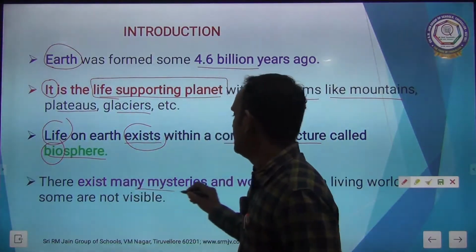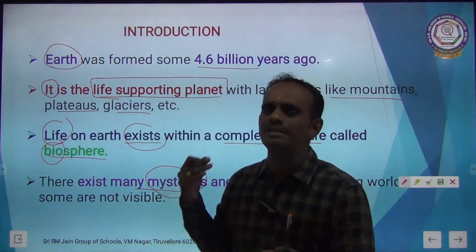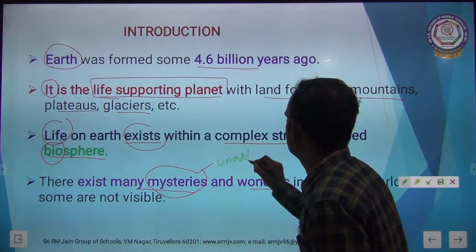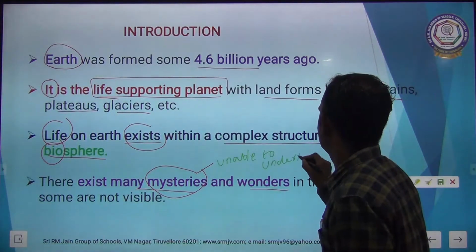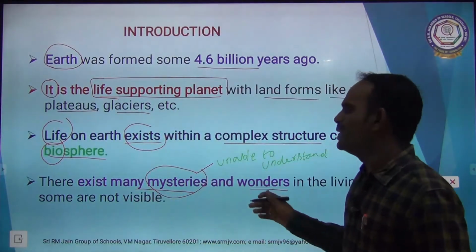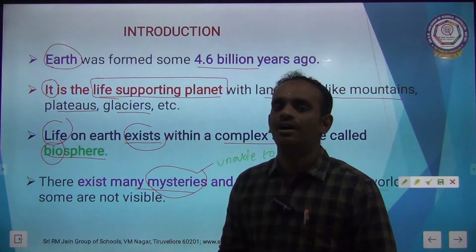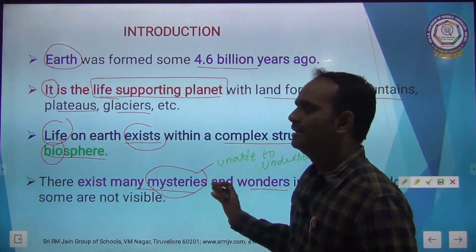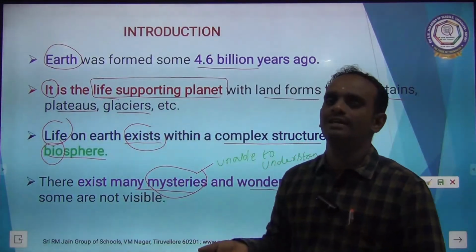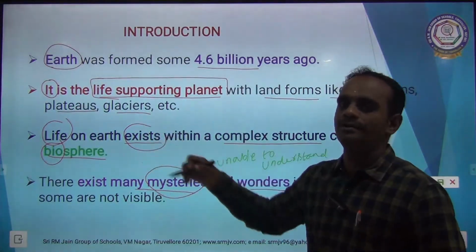Yes. There exist many mysteries and wonders. Mysteries means unable to understand how it happens, how it takes place. That is called mysteries. There exist many mysteries and wonders in the earth, in the living world. Some are not visible at all; we are only able to feel them. So all this life is on the earth. Life on earth exists along with complex layers: lithosphere, hydrosphere, and atmosphere. Together they are called a complex structure, the biosphere. Life can exist on this biosphere. Clear?